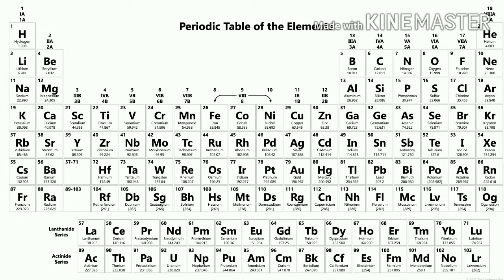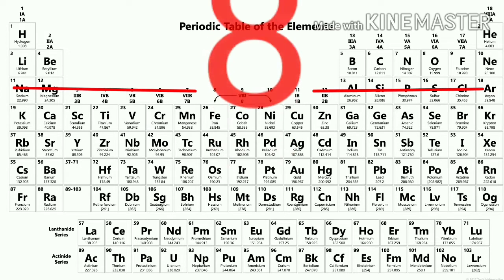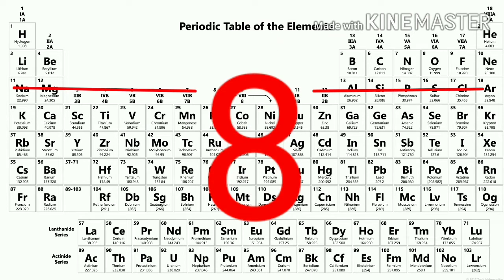Now I will discuss the third period. Look at the third period. The elements present in the third period are sodium, magnesium, aluminium, silicon, phosphorus, sulfur, chlorine, argon. There are 8 elements present. So we can write that this period contains 8 elements from sodium to argon.